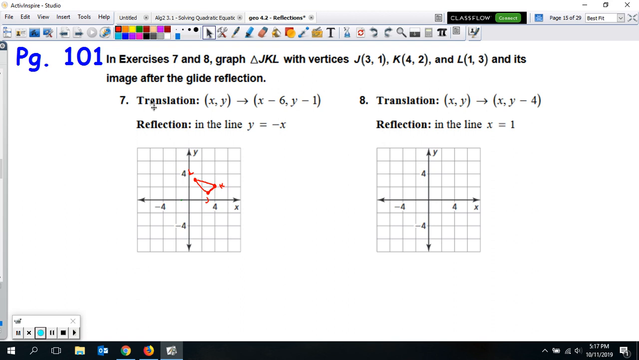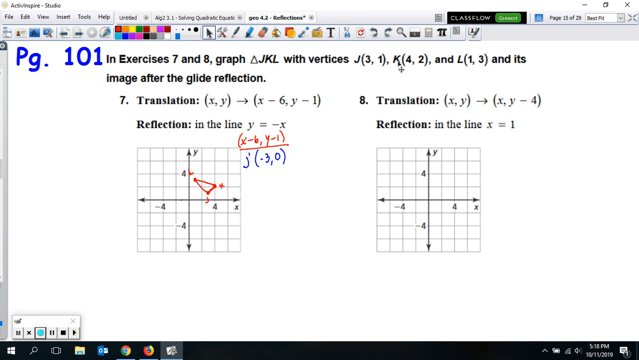And now we're going to do our translation. So we're going to take each one of these X coordinates and subtract 6 from them, and each one of the Y coordinates we're going to subtract 1 from. So we're going to do our translation now. For J, it'll be 3 minus 6. So for J prime, it's going to be 3 minus 6, that's negative 3, and then 1 minus 1 is going to be 0. So negative 3, 0 for J prime. I'm just doing that in my head. If you want to write that out, you can.